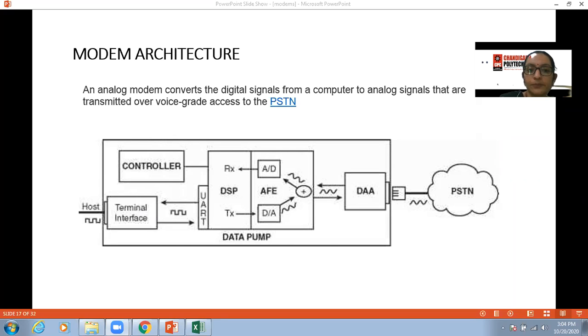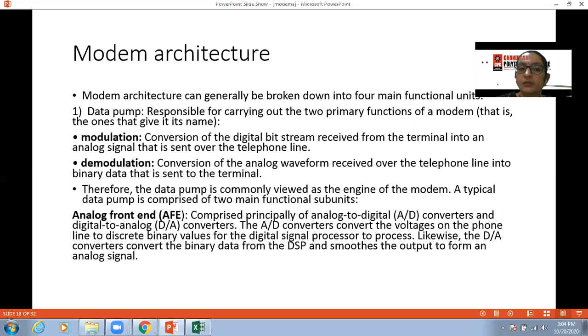First one is the data pump. Data pump is responsible for carrying out two primary functions of the modem: first one is modulation and second one is demodulation. Modulation is the conversion of the digital bit stream received from the terminal into an analog signal that is sent over a telephone line. And in case of demodulation, it is the conversion of the analog waveform received over the telephone line into binary data that is sent to the terminal.